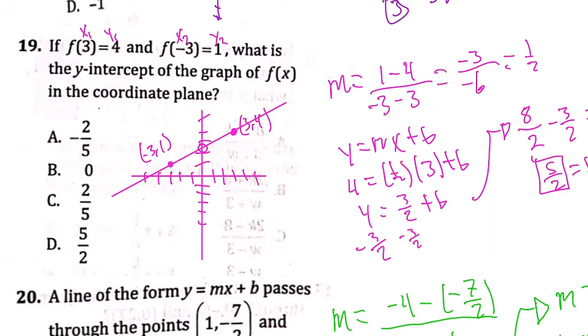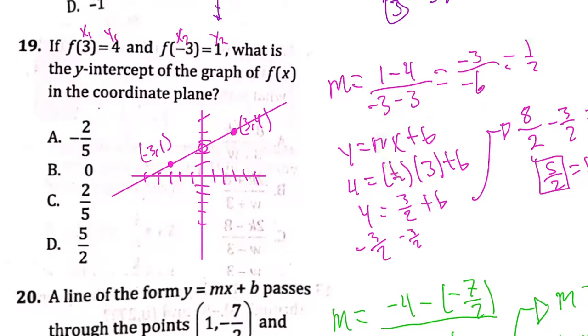Boom, boom, right? So here, x2, y2, x1, y1. Plug it in, 1 minus 4, right? y2 minus y1, negative 3 minus 3, right? So then 1 minus 4 is negative 3, minus 3 is negative 6, and negative divided by negative is a positive, 1 divided by 2, and then you got it. This is my slope, so then I'm going to plug it into my m here.